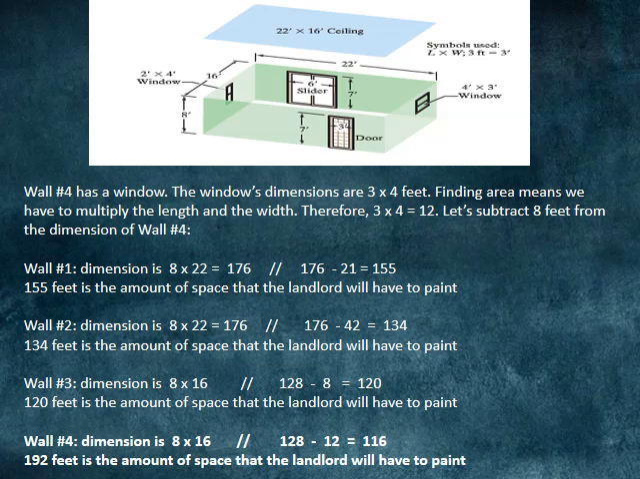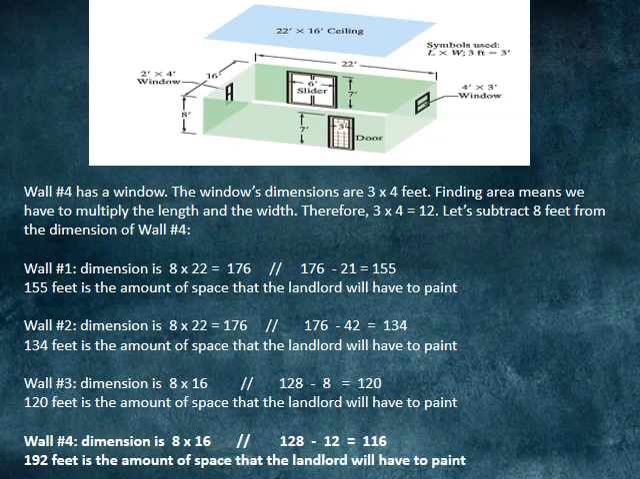I'm going to take those same dimensions, 8 times 16. We already know it comes out to 128 because we've already done that with wall number 3. Okay, so we have a window on wall number 4, which is a little bit bigger than on wall number 3. Instead of 4 by 2, it's a 4 by 3 window. It looks to me like it's a little bit more of a landscaped window. So 4 times 3 is 12. The total amount of feet in the wall is 128. The landlord does not have to paint the window, so we're going to take 12 feet out of our total, so we don't have to pay for that. That's going to come out to 116.